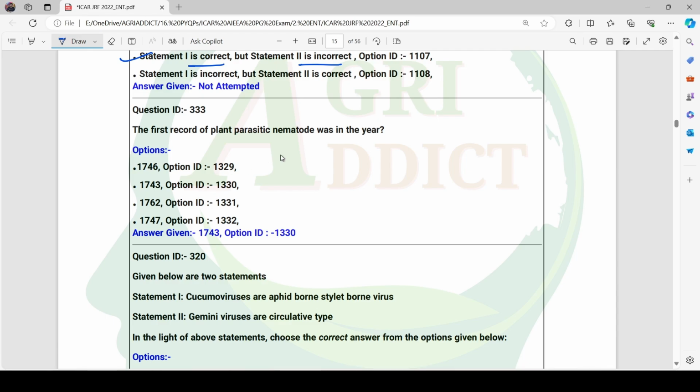The first record of plant parasitic nematode, that is PPN, was in the year 1743. That is Anguina tritici, and it was discovered by Turberville Needham, J.T. Needham. Needham is the correct answer in the year 1743. That is Anguina, or wheat seed gall nematode.